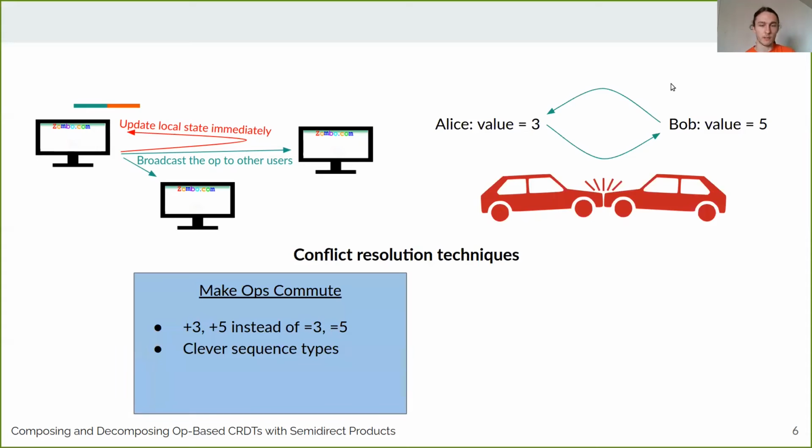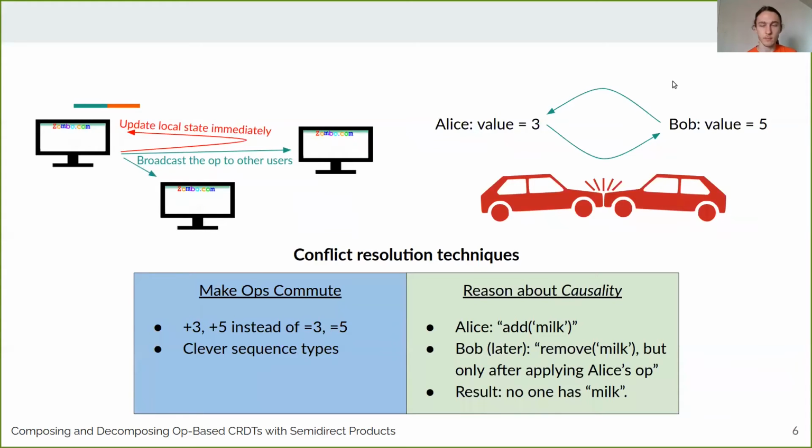One main conflict resolution technique used in CRDT designs is to make operations commute. For instance, in the Alice and Bob example, let's say that they're actually counting something, like the number of clicks on an ad. In that case, when Alice sets the value to 3, what she actually wants to do is add 3 to the current value. Likewise, when Bob sets the value to 5, he actually wants to add 5. But these addition operations commute. They'll both get the answer 8 once they exchange operations. So that's fine, we've avoided the conflict. You can also use commutativity to design clever sequence types that don't have conflicts. Another thing you can do is to reason about causality. I'll go into more detail about what I mean by causality on the next slide, but a simple example is if Alice and Bob share a shopping list.